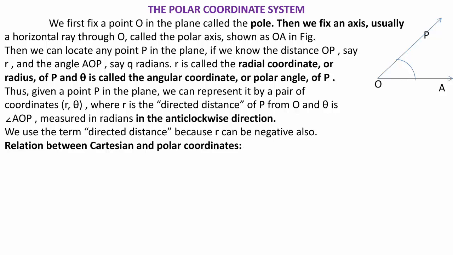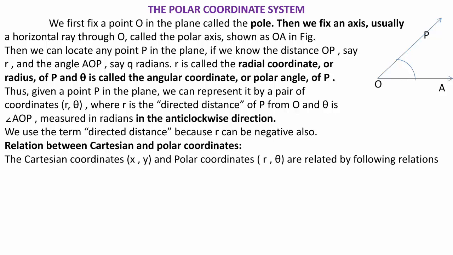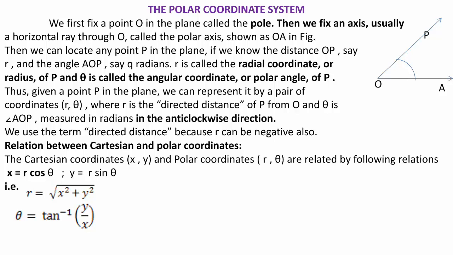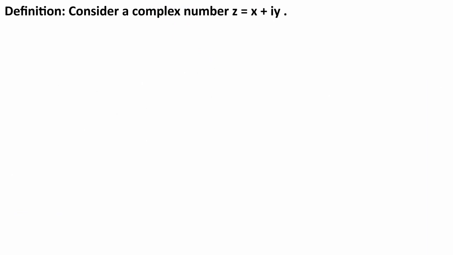Relation between Cartesian and polar coordinates. The Cartesian coordinates (x, y) and polar coordinates (r, theta) are related by the following relations: x = r cos theta and y = r sin theta. That is, r = square root of (x squared plus y squared) and theta = tan inverse of (y by x).